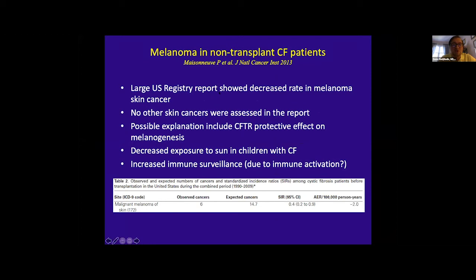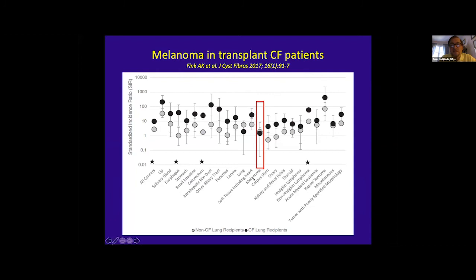The study by Maisonneuve tried to look at melanoma. That's the only one that I had access to. It showed that there was, if anything, a decreased rate of melanoma in patients with CF. We don't know why. It could be that CFTR has a protective effect. It could be that we have decreased exposure to the sun. It could be that there's increased immune surveillance. Basically, the immune system is activated and fights melanoma, and melanoma is one of those immune-mediated cancers that gets very affected by that. We do not know the answer, but you can see the possibilities there. And again, looking at melanoma in the FINK study, you can see that it is very similar to the general non-CF population.